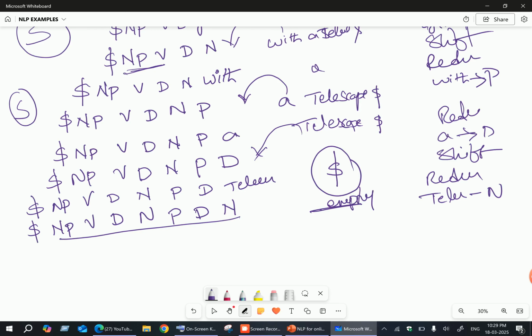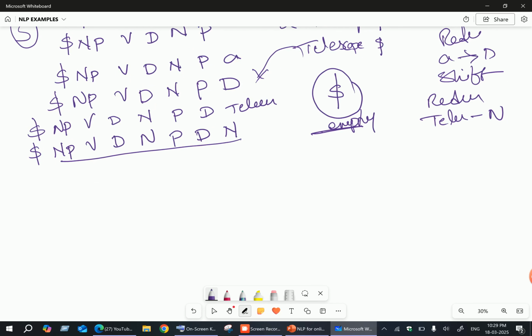Okay, so how we will do it, let me show you that also. So now here in the input tape you can write the dollar symbol till the starting symbol reduction. Now all the actions are reduce from here. So $NPV, determinant, N, preposition and this one. First we will reduce this. Check the grammar, this is nothing but an NP, right?